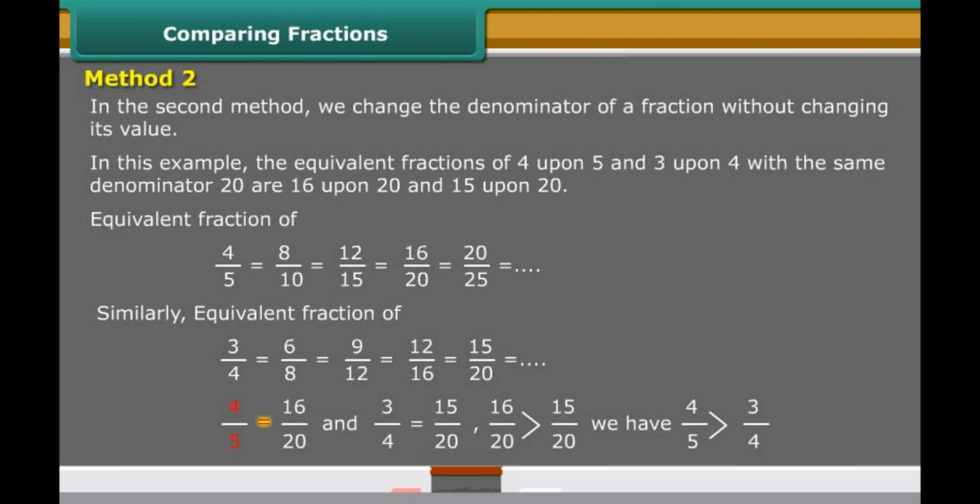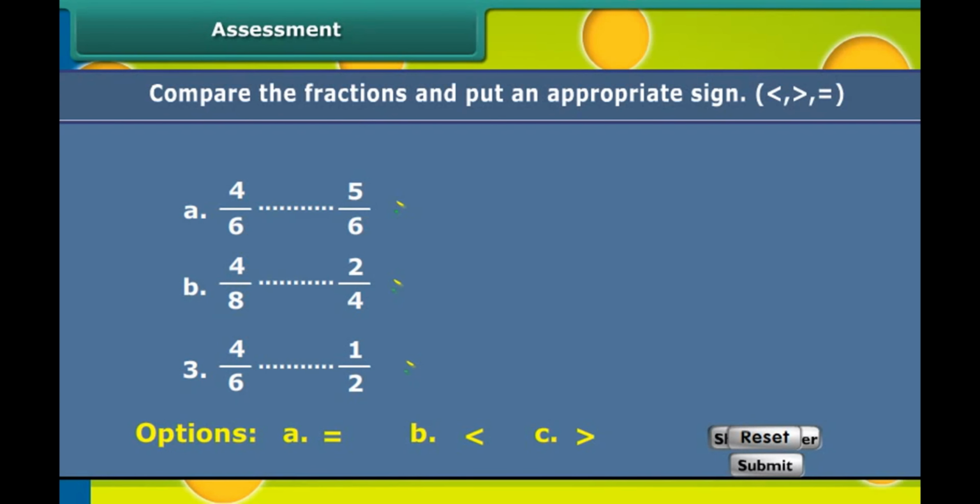4/5 is equal to 16/20, and 3/4 is equal to 15/20. 16/20 is greater than 15/20. So we have 4/5 greater than 3/4. Compare the fractions and put an appropriate sign.